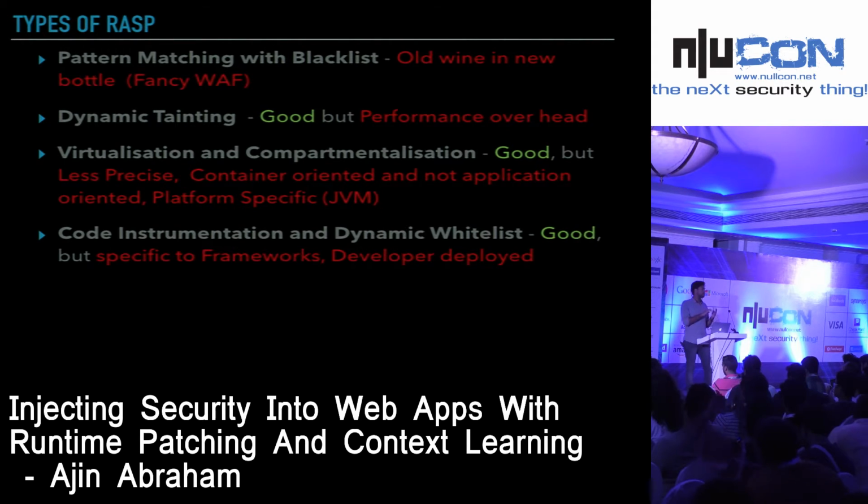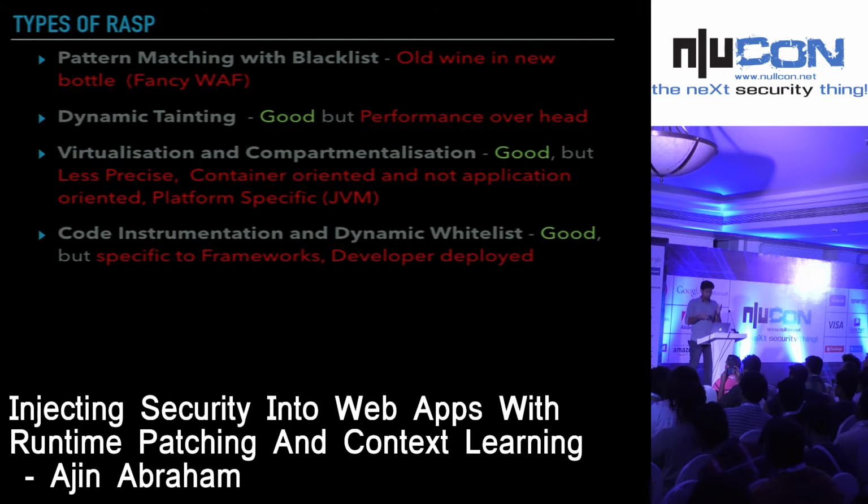I don't see any vendors who really implement this in practice because of the performance issues. Then there is virtualization and compartmentalization. It's good, but the problem is it's actually targeting only Java, mostly JVM. That's what I have seen. So these RASPs are actually good to target your JVMs. These are actually not working at code level, but it's more like your Docker container or your containerized security. That's what it does. I haven't done more research on that.